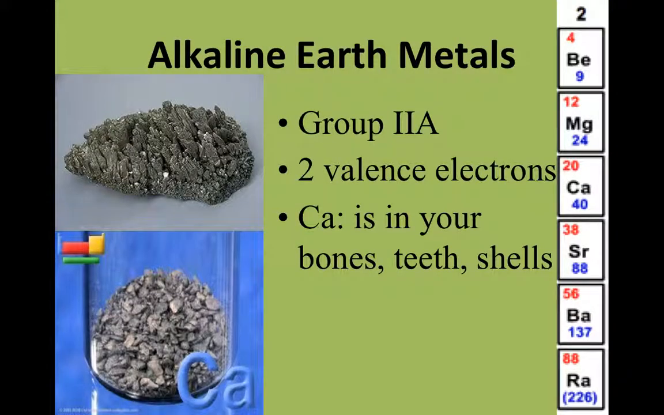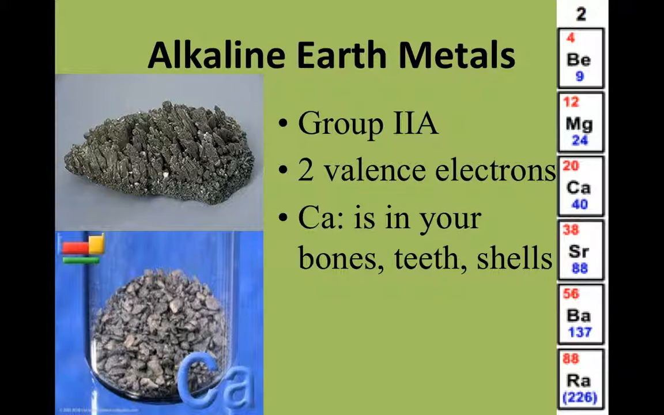The next group, group 2A, is the alkaline earth metals. Another easy way to remember it: A for beginning of the alphabet, also A for starting, going from left to right across the periodic table. We had the alkali metals, now we're having the alkaline earth metals. So that's two words, alkaline earth, group 2A. Group 2A also has 2 valence electrons.